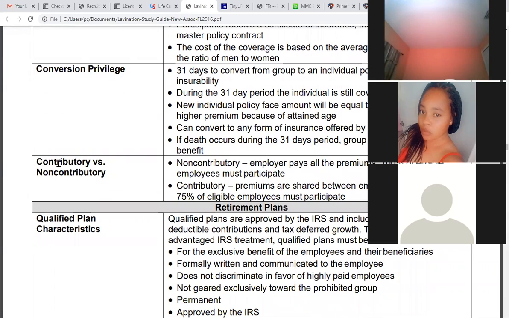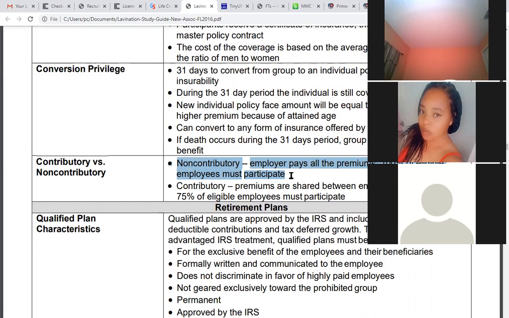Now there are two ways you have this plan: contributory and non-contributory. If you see those two words, think about it. Contributory, you're contributing money. Non means you're not contributing money. But what you need to know, if it is non-contributory, the employer pays all the premium. 100% of those eligible must participate. So if that company has 1,000 employees, and 75 of those employees are eligible, all of them have to be on there. That's 100%. Whoever is eligible for the plan must be on it.